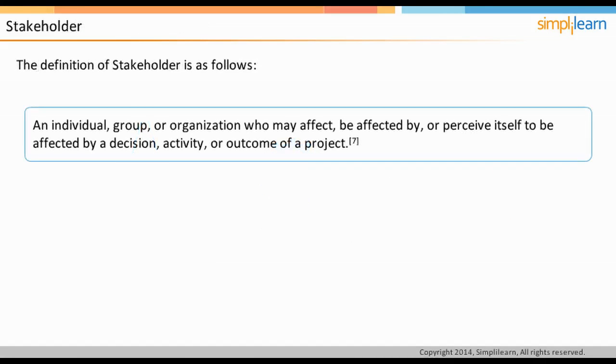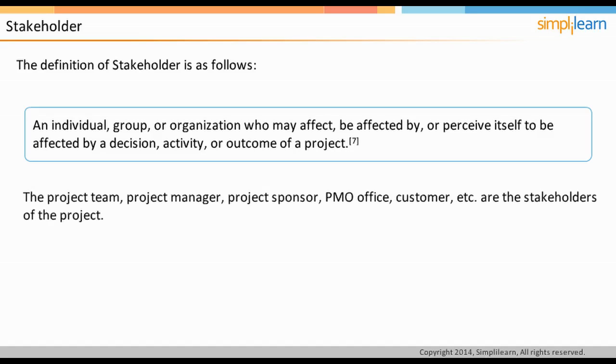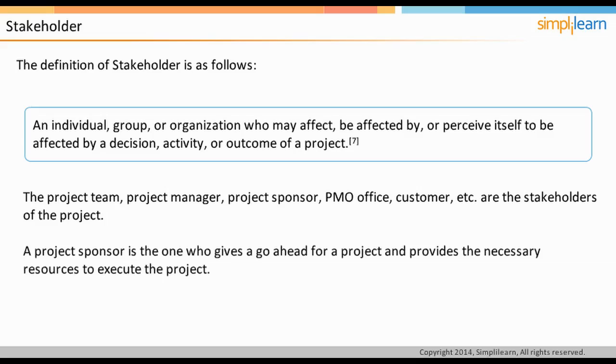A stakeholder can be defined as the one whose interests may positively or negatively be affected or perceived to be affected by the decision, activity, or outcome of the project. As per the definition, the project team, project manager, project sponsor, PMO office, customer, etc. are the stakeholders of the project. A project sponsor is the one who gives a go-ahead for a project and provides the necessary resources to execute the project.